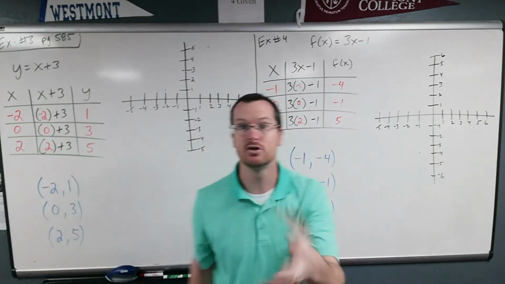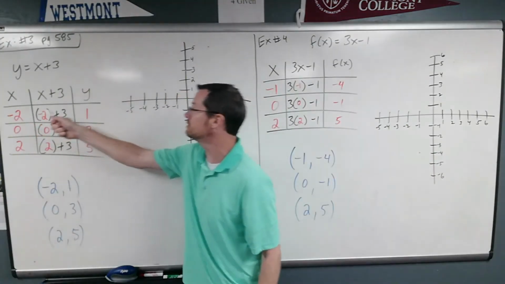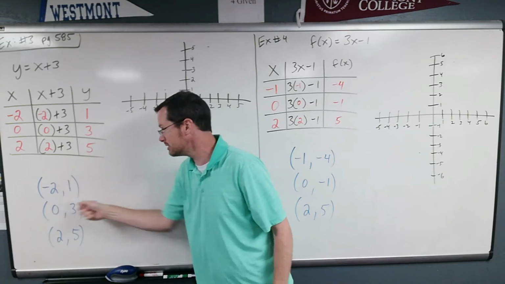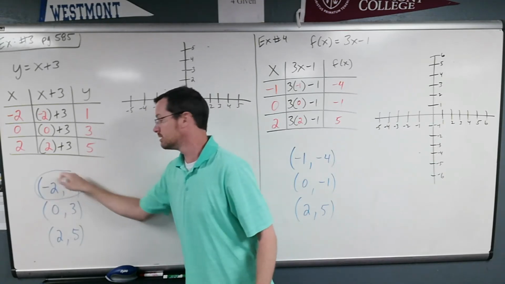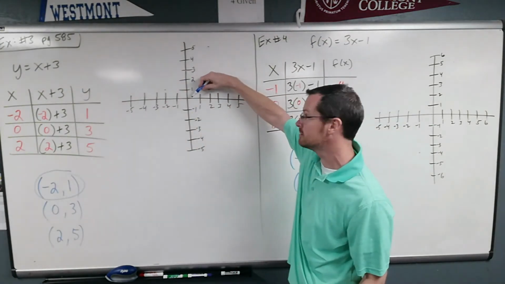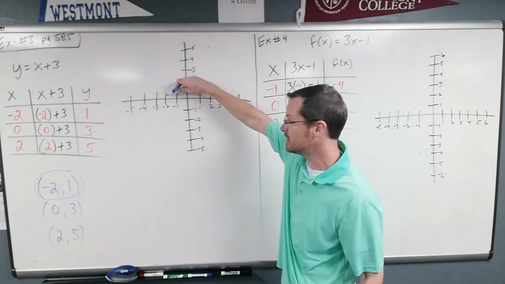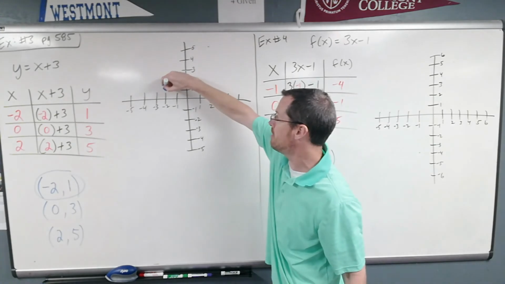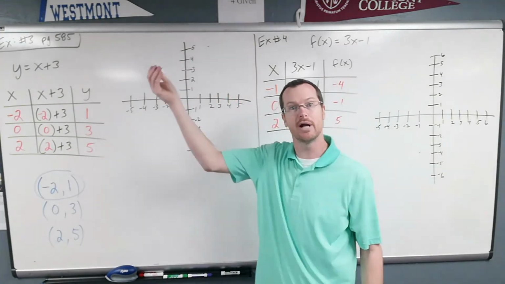When you plug in a negative 2, out comes a 1. That's a coordinate right there. I'm going to graph this coordinate. Negative 2, 1 means start at the origin. You go to negative 2 and then up 1. So put a big old fatty dot there. You went over to the negative 2, you went up to the 1.